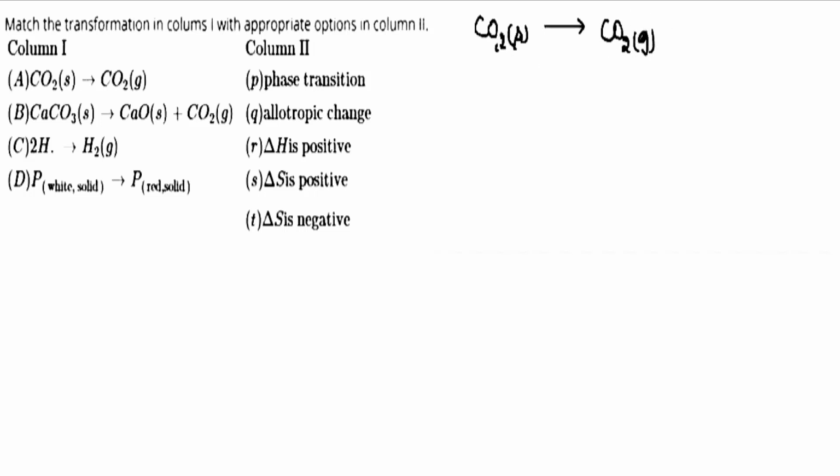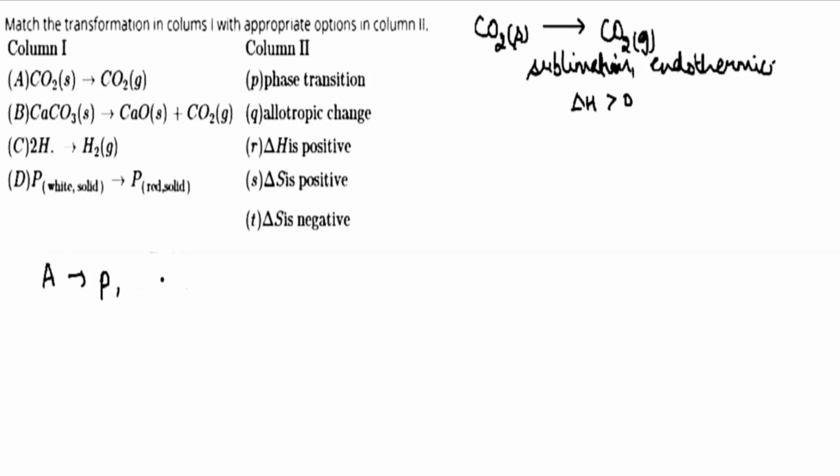As it is changing from solid to gas, it is a phase transition. So our A will go with P, and the phase transition here is sublimation. Sublimation is endothermic, so delta H will be positive, and it will also go with R. As gases are more disordered, delta S will also be positive, so it will also go with L.